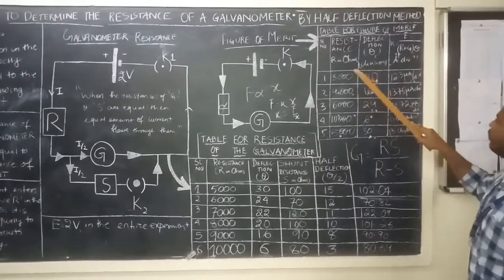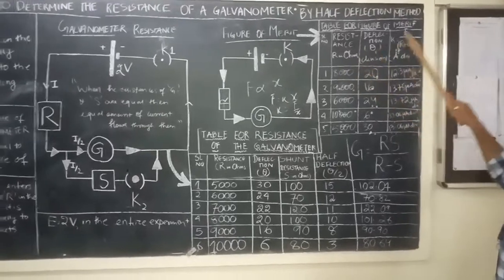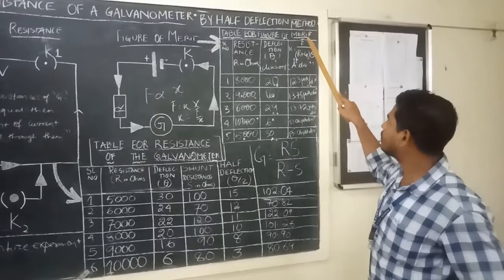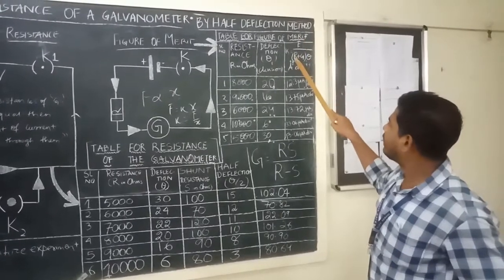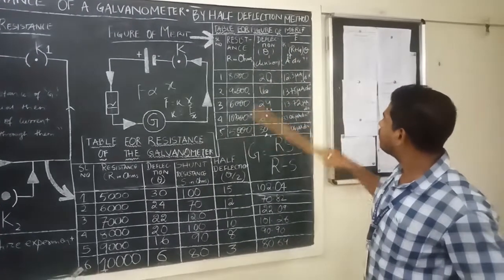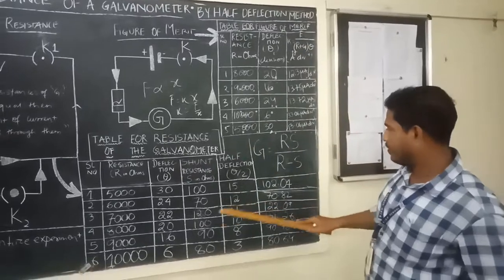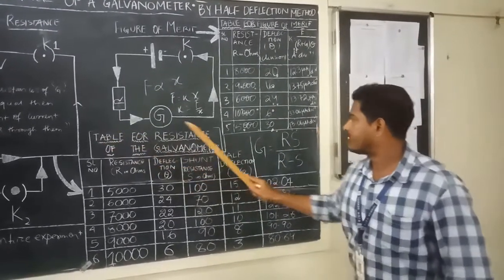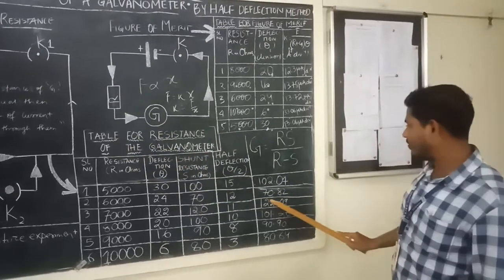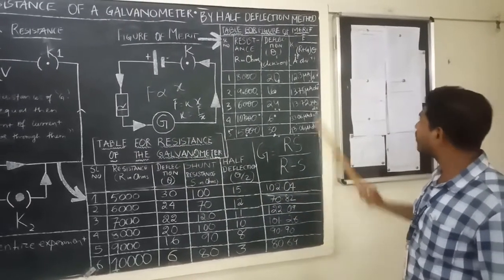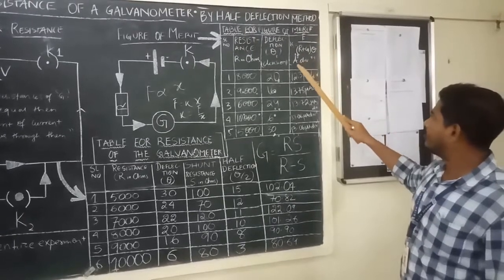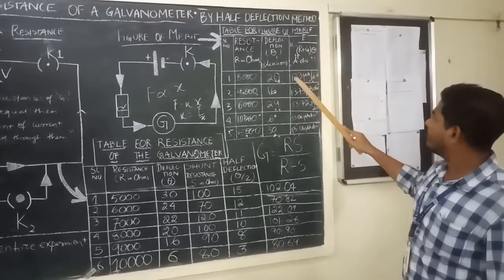So here, if you put the respective values of the factors in the equation, E will be constant for the entire calculation, that is 2 volt. R will be taken from the respective resistance column. G will also be taken from the respective G column of the table for resistance of the galvanometer. The G value is clearly mentioned here. And if you put everything in this formula, the value will come around.